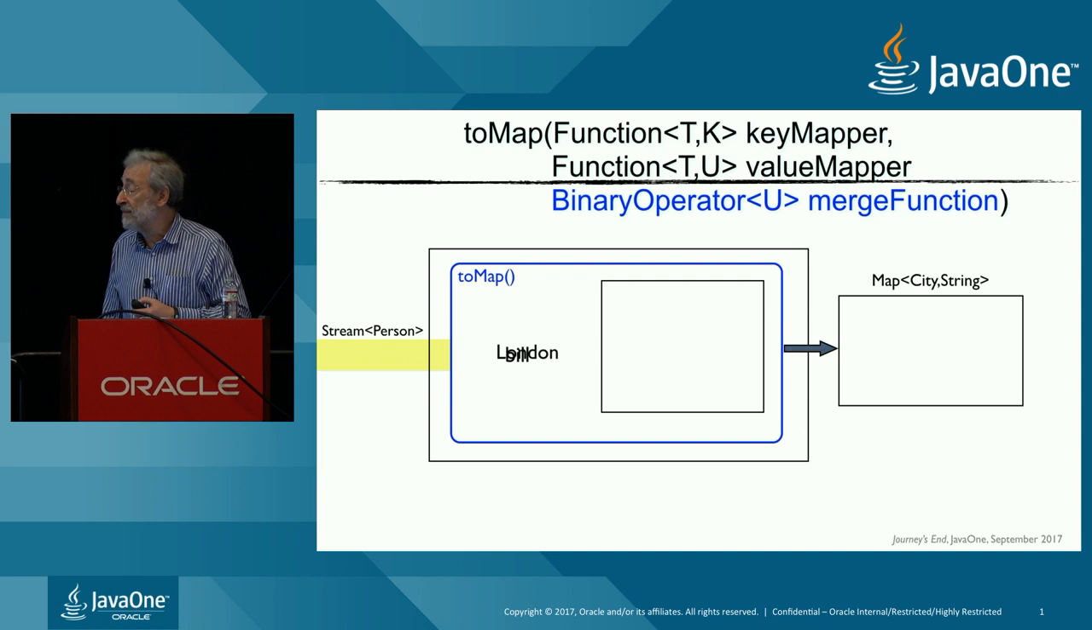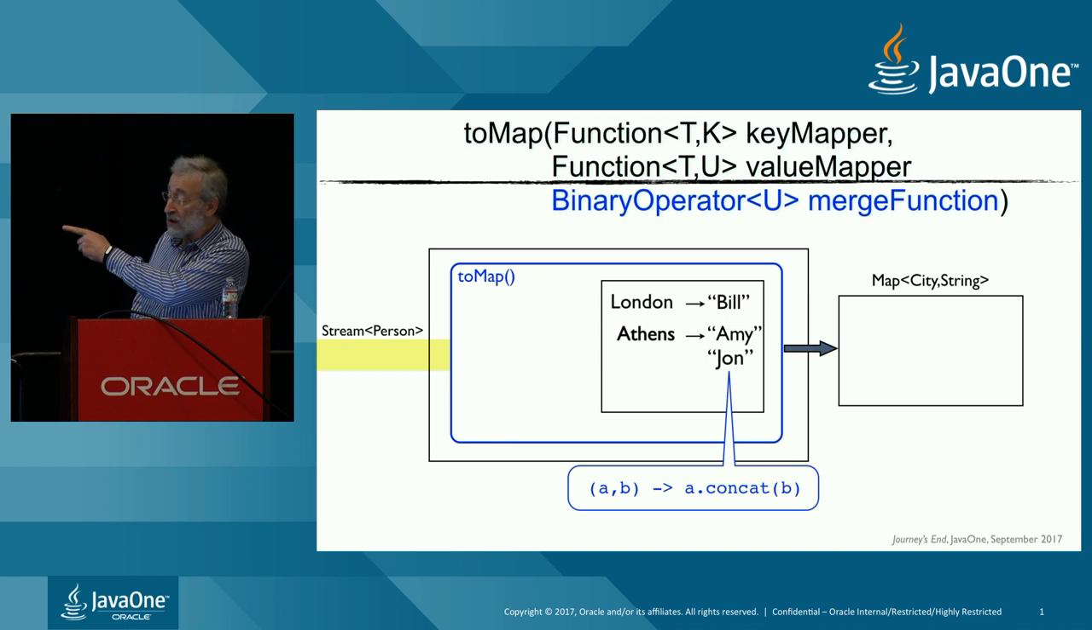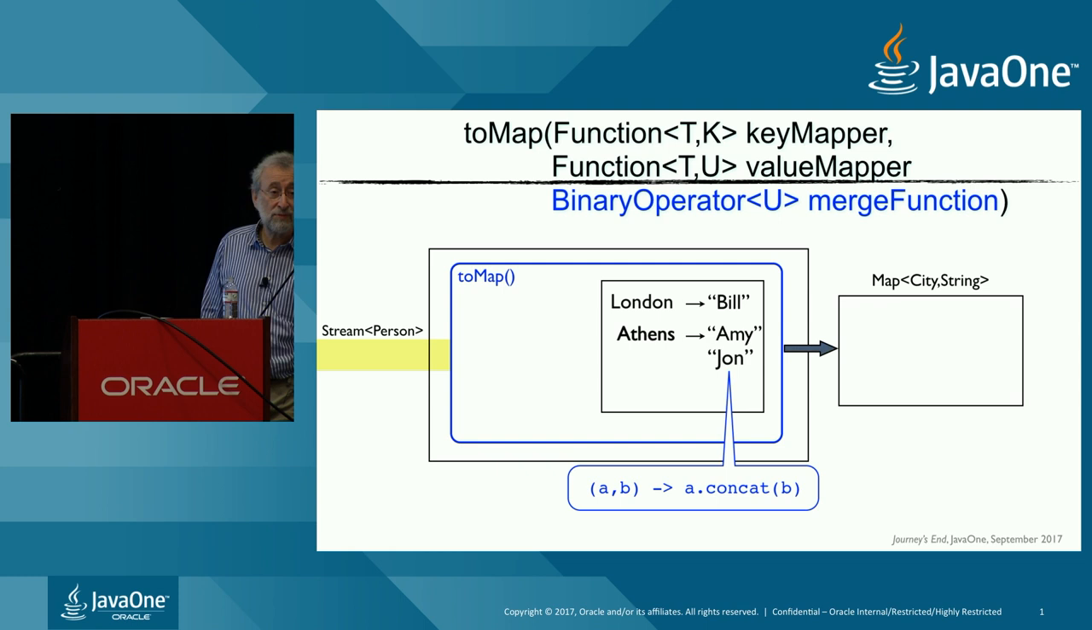Now you can see that if that code is executed and it turns out that Amy and John live in the same place, then here comes John. Now we've got the same collision, and in this case, since we've got the lambda at the bottom, which takes the two string values and joins them together, that's what's going to be put into the value of that entry in the case of that collision. So that's what's going to appear.